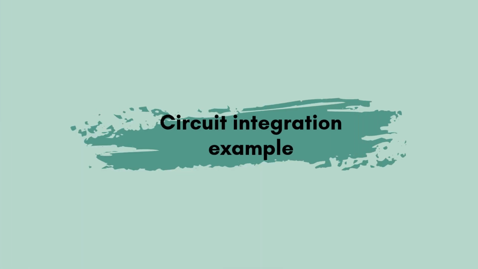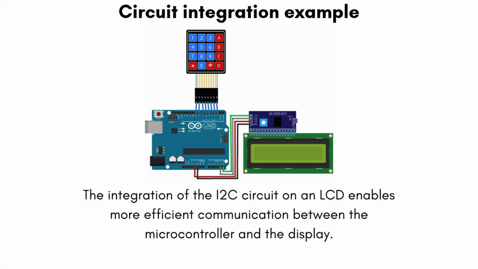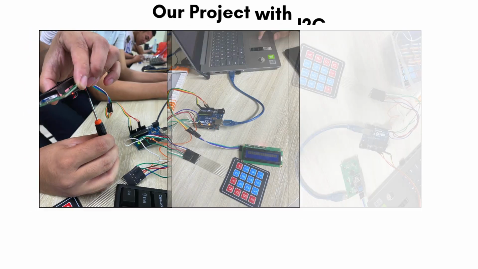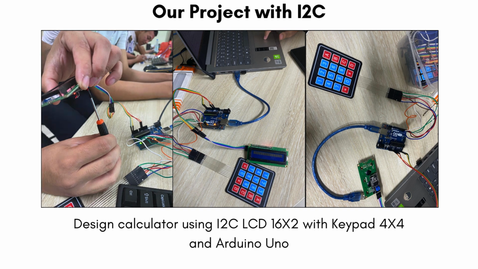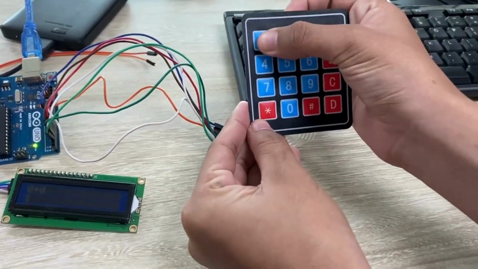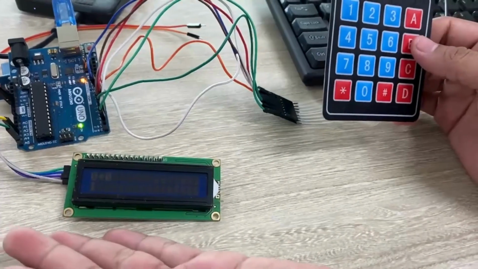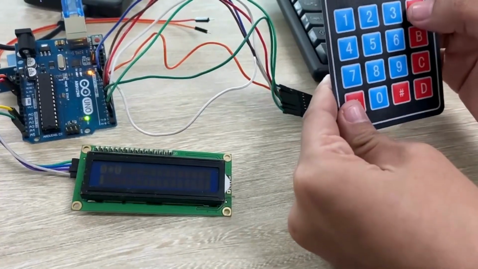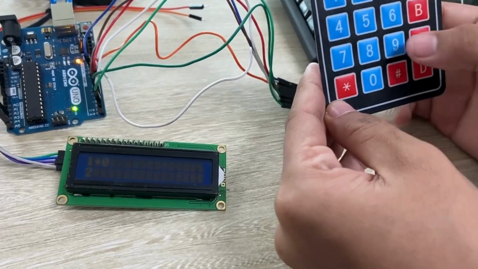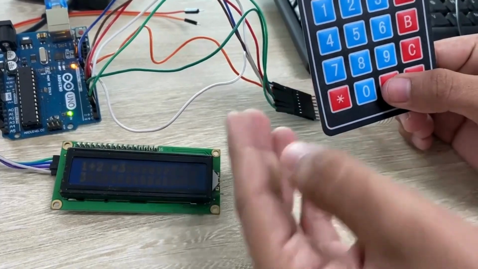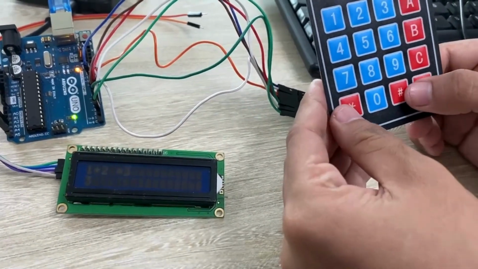Circuit integration example. The integration of the I2C circuit on an LCD enables more efficient communication between the microcontroller and the display. Using the I2C protocol, only two wires, SDA and SCL, are needed to transmit data from the microcontroller to the LCD, saving pins and simplifying the circuit. The I2C module connected to the LCD acts as an intermediary, translating commands from the microcontroller into a format the LCD can understand. This is especially useful in projects with limited space, allowing display control with fewer wires without sacrificing functionality.